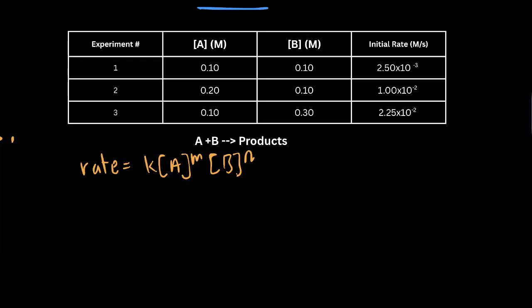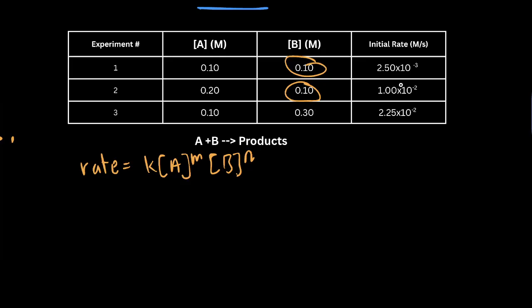So first, let's look at a pair of experiments here where B is constant and A is changing. Well, we can see here 0.1, 0.2. So if you look at experiments 1 and 2, we can see that we're holding the concentration of B the same. B is held at 0.1 molar. This M here is referring to molar, the concentration. Rate is in molarity per second. Again, it makes sense. So we're seeing that our reactant concentration of B is held at 0.1, but that of A is changing from 0.1 to 0.2. So this is perfect.